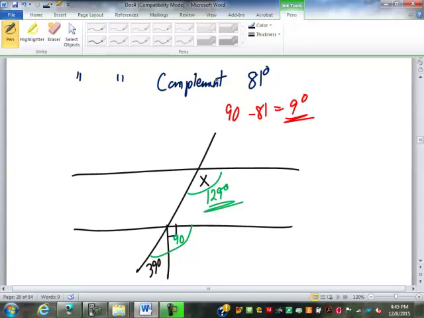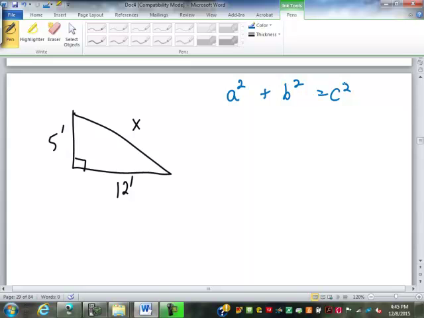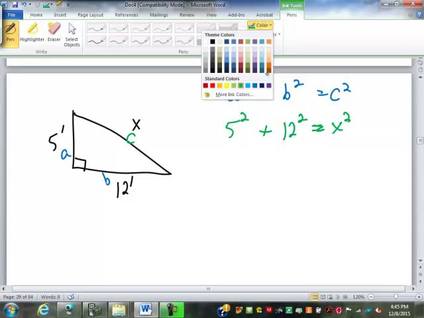Okay, other things you'll need to remember how to do. Given that that's a right triangle, how would I find that third side? A squared plus B squared equals C squared. Which two sides have to be A and B? Perfect. Yep, the 5 and 12 have to be A and B because they make the right angle. They're next to the right angle. Does it matter which one's A and which one's B? No, it doesn't. Good. So 5 squared plus 12 squared is going to equal X squared. It could be C squared if you wanted it to. It doesn't matter.